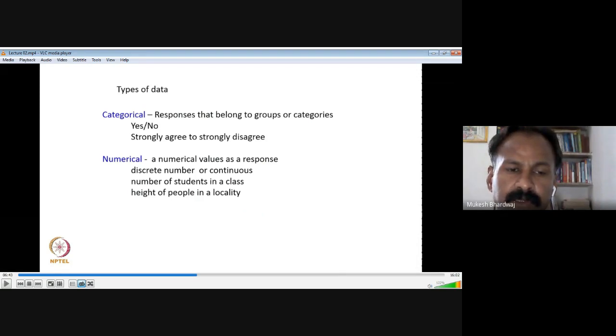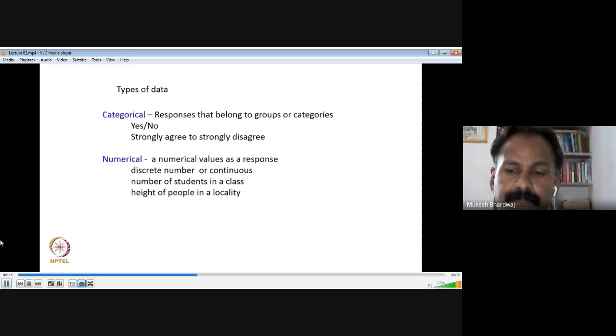Any doubt till here? If anybody is having any doubt till here about understanding the data, how the data is going to be arranged depending upon the categories. Okay.